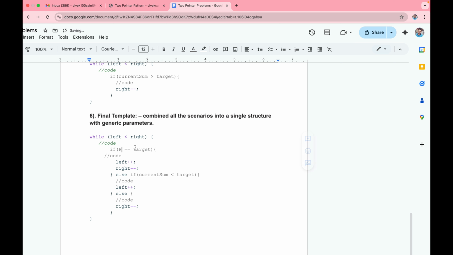Now what we need to do is make the parameter generic or dynamic, we can say. So let's say this param is 1 and this is 2. We don't have any other parameter here. Other parameters will be fixed. So this is our final structure of the template.